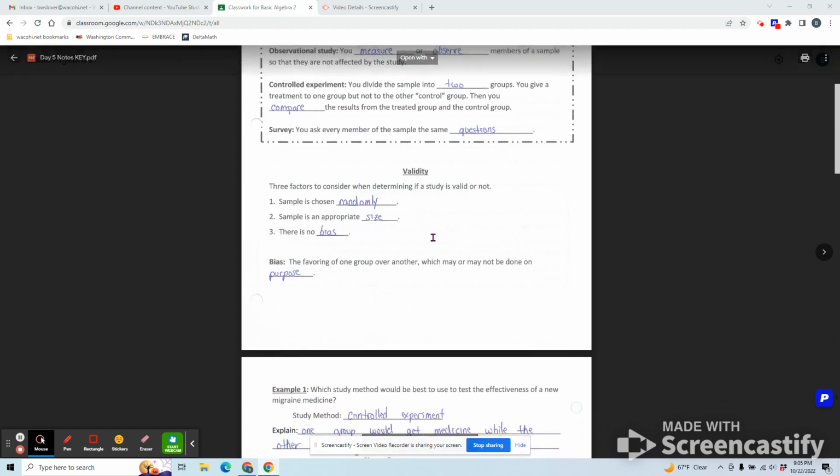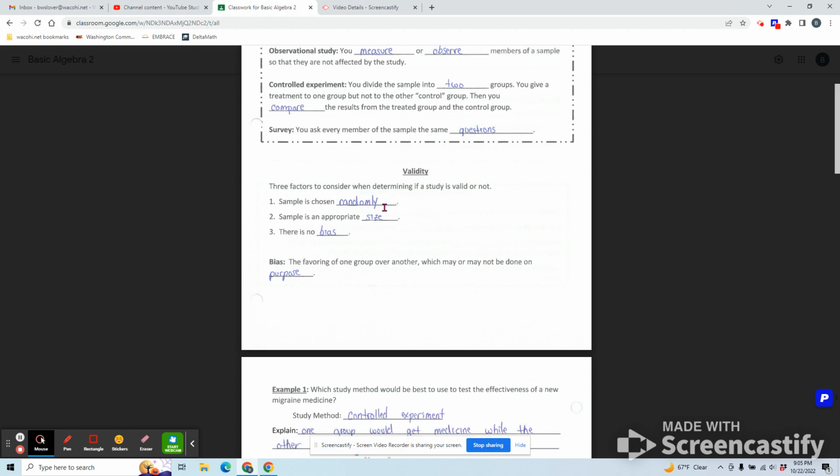And when you're doing that, you need to make sure that your test is valid. So if your sample is chosen randomly, that's good. If the sample is an appropriate size, that's good. If there's no bias, that is also good. A sample chosen randomly is exactly what it means. You're asking random people. You're not just asking your friends what type of TV they like, and then based off that information, assuming that everyone at the high school likes that type of TV show.